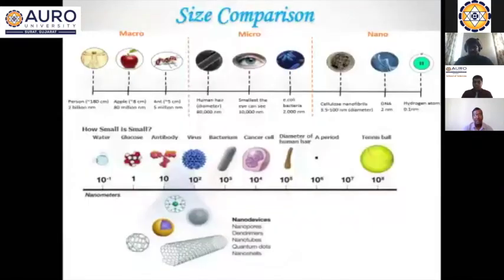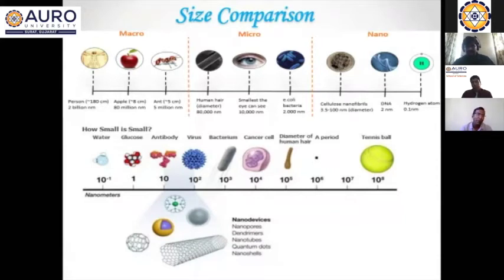Let us have a comparison chart between micro, macro, and nano. So at a macro scale, the height of a person is around 180 centimeters, which is equal to 2 billion nanometers. But in the micro scale, the human hair diameter is around 80,000 nanometers, and the smallest the eye can see is 10,000 nanometers.